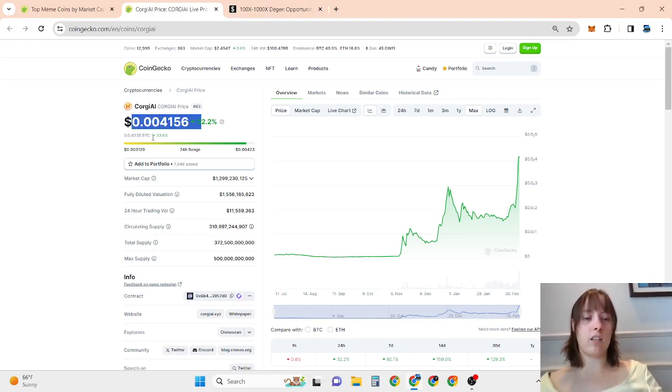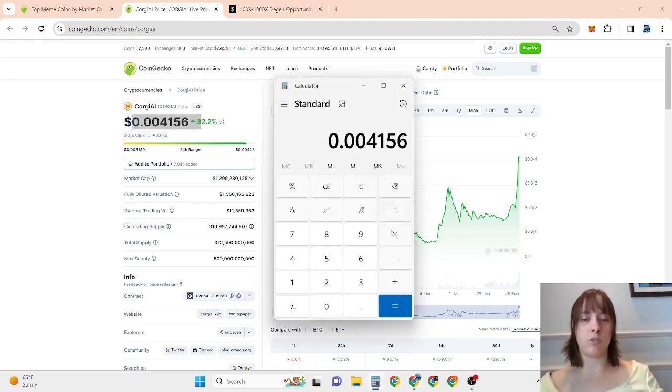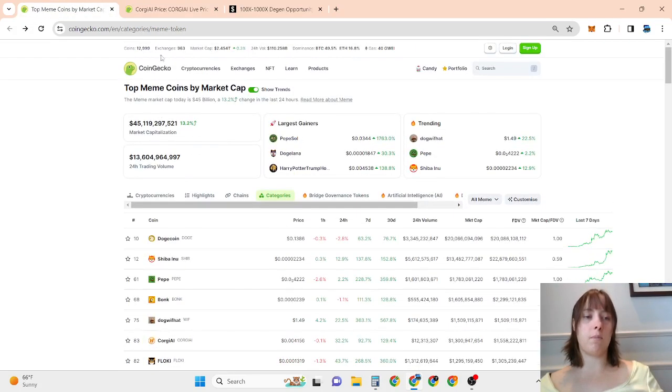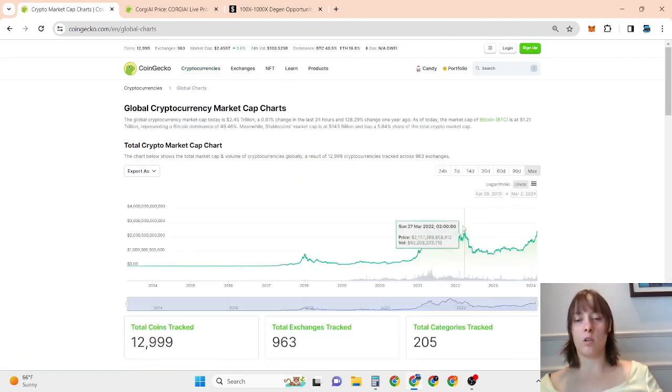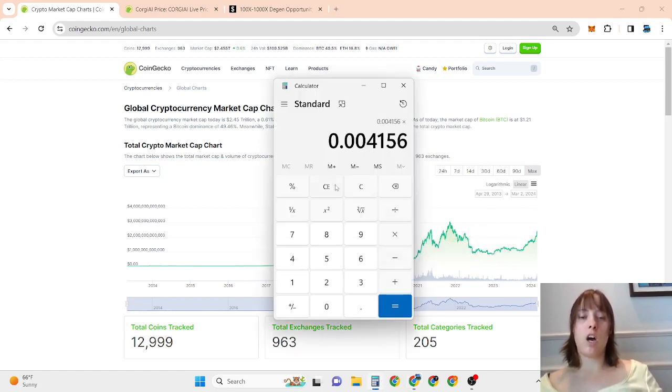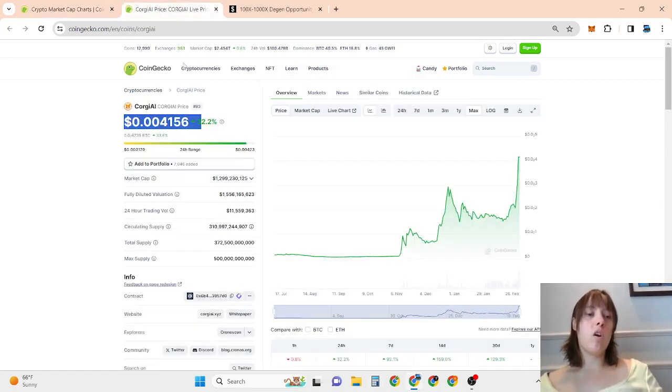However, I'm not saying that CorgiAI does not have the potential to do life-changing money. It could happen, but in my opinion, it can only go some cents in this bull run. But because this bull run, in my opinion, is going to be bigger than ever, when we look at global charts, we can see that we are right now closer to the all-time high of 2021, and in my opinion the whole crypto market all-time high is going to be $10 trillion. So I wouldn't be surprised if CorgiAI goes even closer to $1, which is going to be overall over 100x.